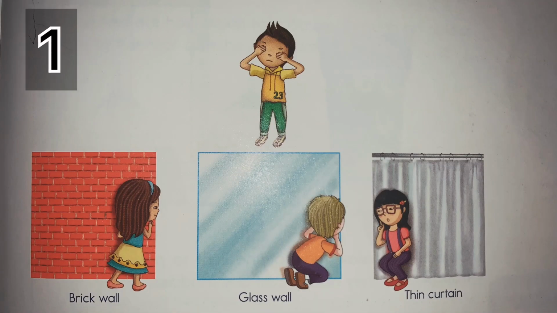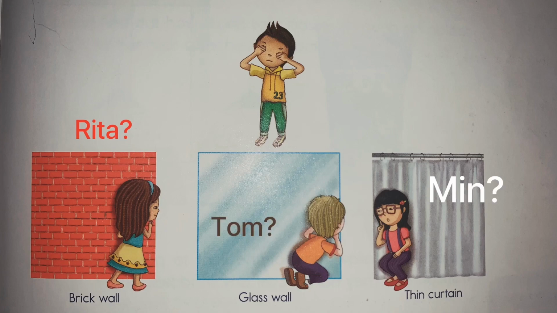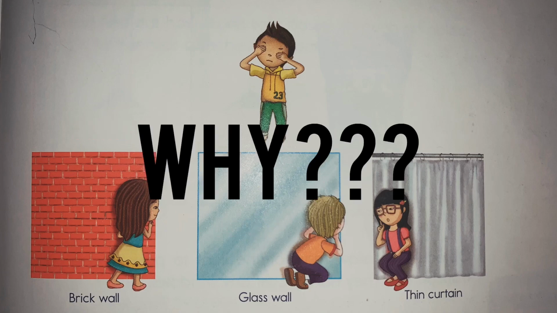Following the explanation you just listened to, who do you think Ari will be able to find the quickest? And why?